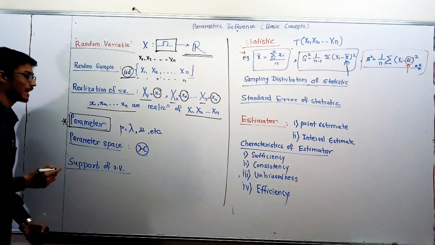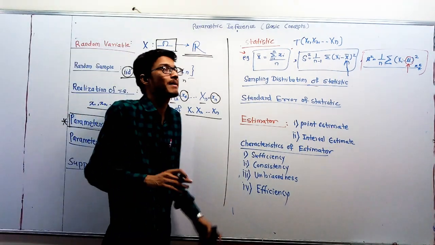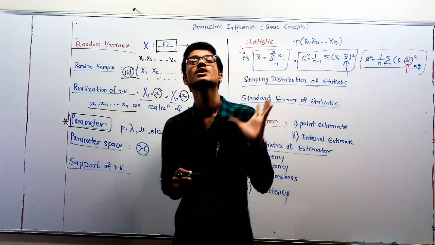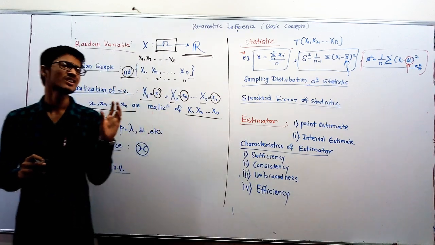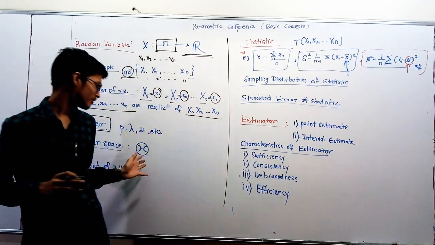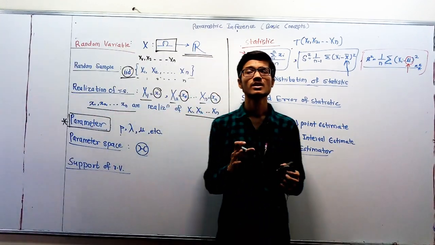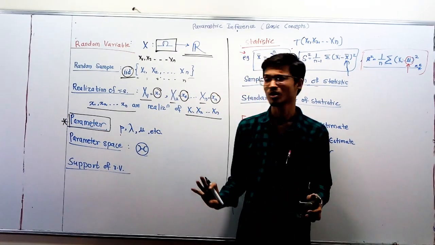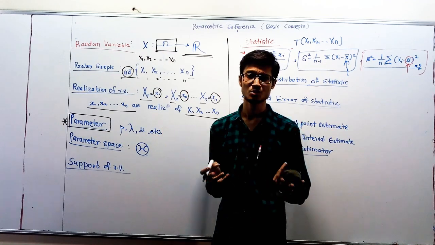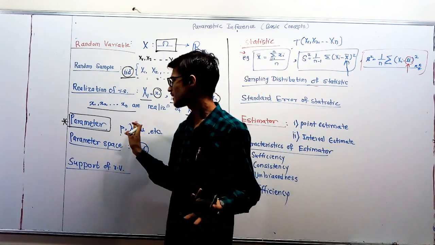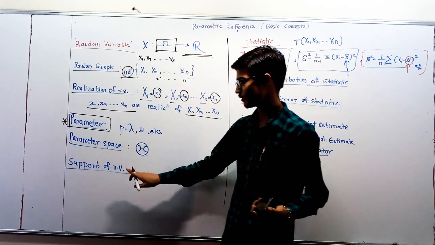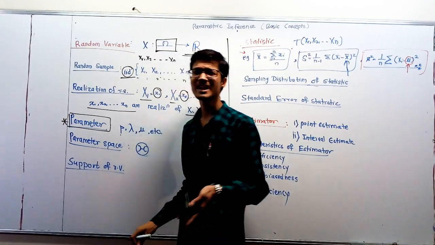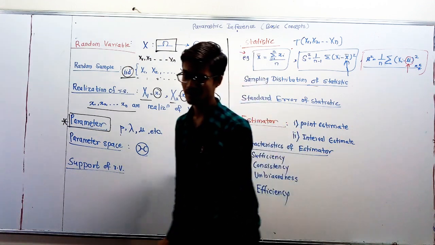Okay, and what is parameter space? Parameter space is the set of values which are actually assumed by the parameter. It can be an interval also. The values assumed by the parameter are called a parameter space, or the values which the parameter takes. And what is the support of random variable? See, the values which the random variable takes are called the support of random variable.